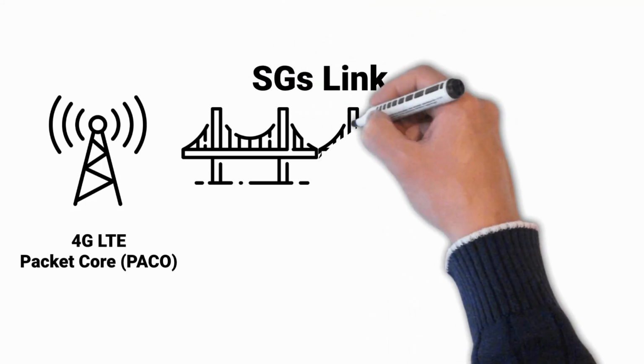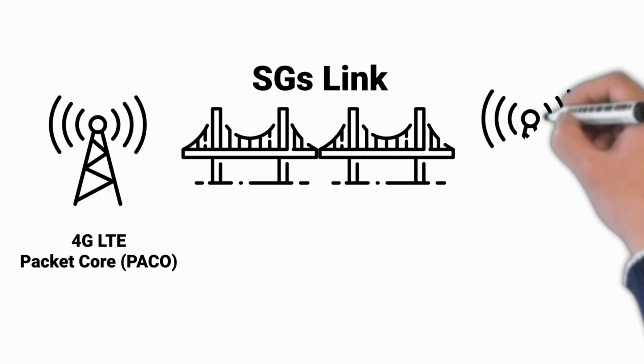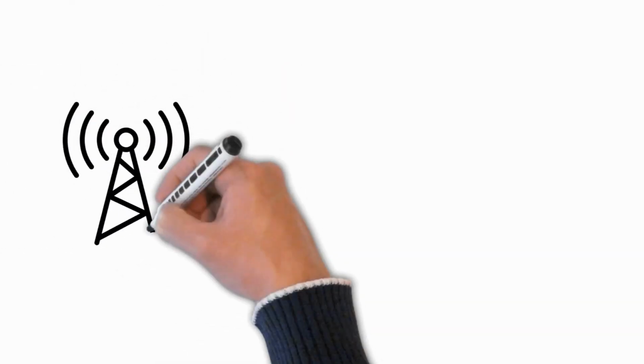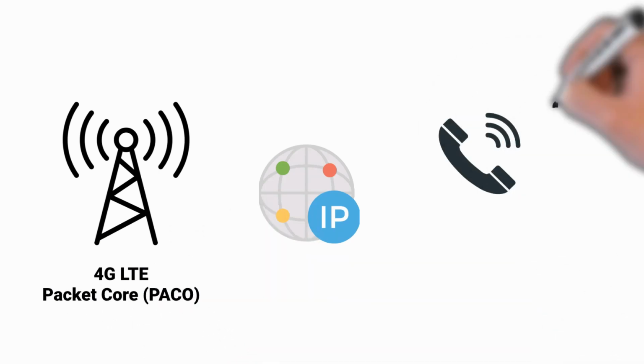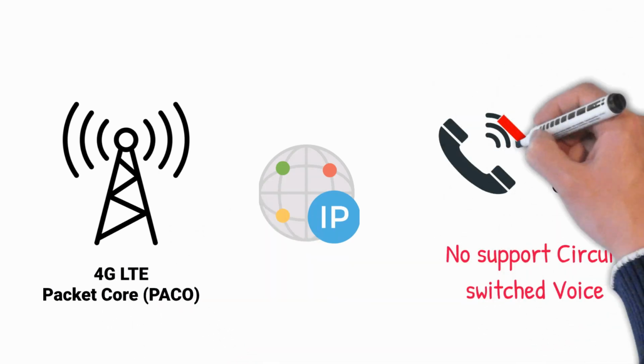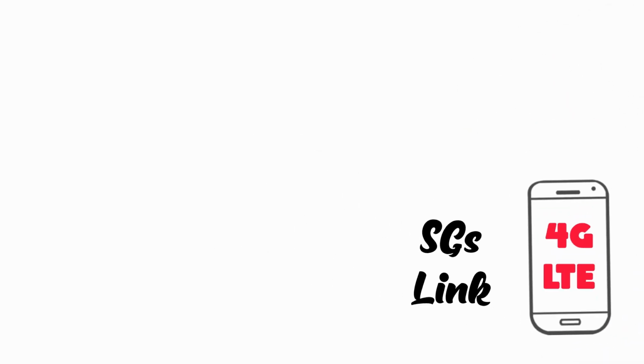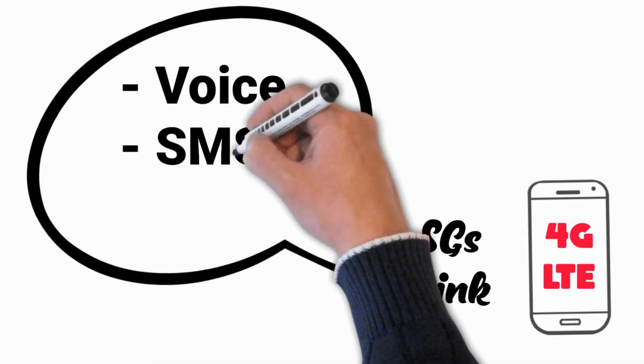Today we are going to discuss a similar bridge of telecom network which has helped 4G network to mature and grow. The name of the bridge is SGs Link. It exists between the packet core network and the CS core network. Since 4G is an all IP network, it doesn't support circuit switched voice or telephony services. This SGs Link enables 4G to support telephony services such as voice, SMS and USSD.